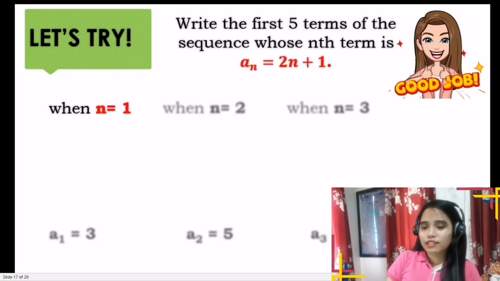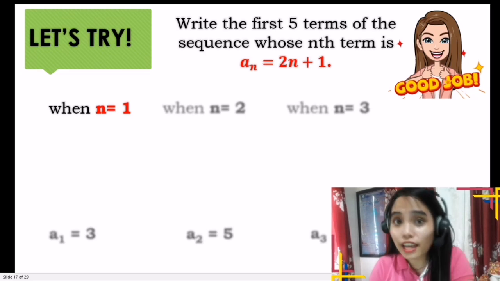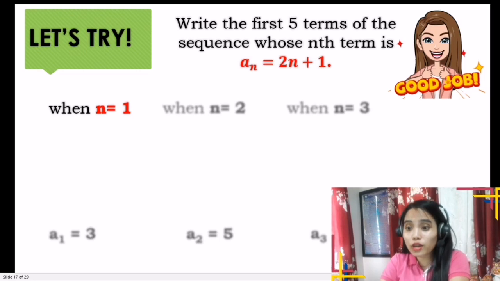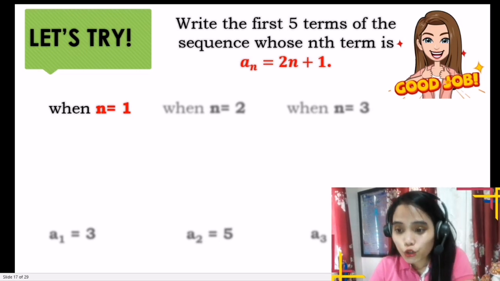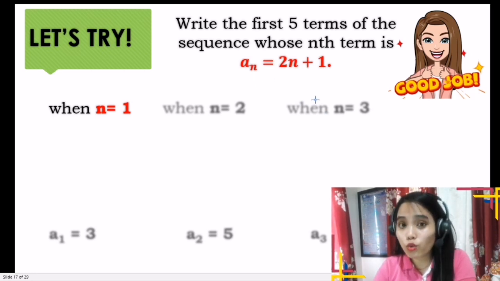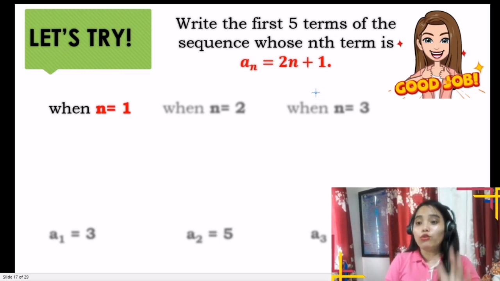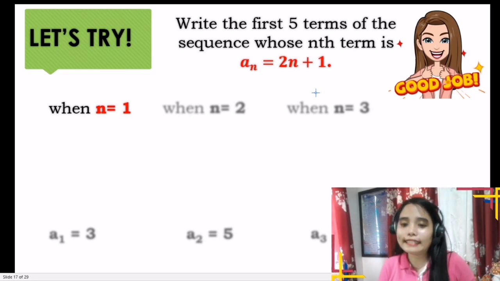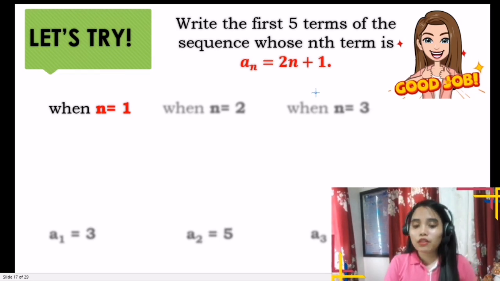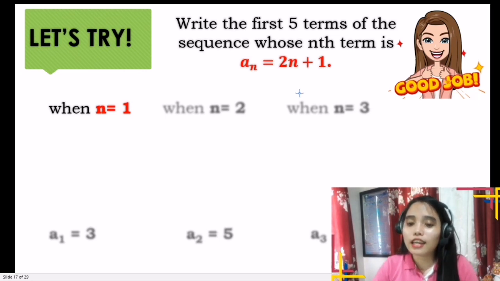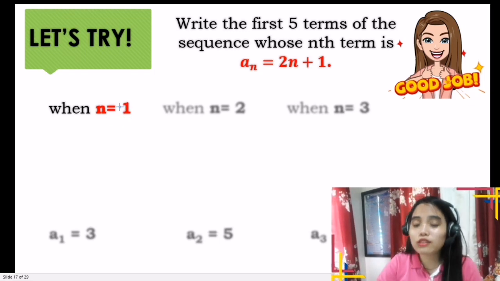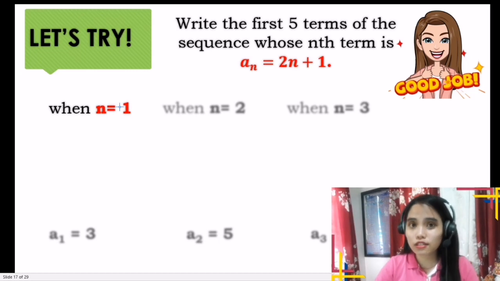Okay, so let's try this. Write the first 5 terms of the sequence whose nth term is a sub n equals 2n plus 1. Okay, so this is our pattern here. A sub n equals 2n plus 1. So we will follow the pattern. So we will get daw yung first 5 terms ng sequence na yan. So of course, ang n na first term natin is equal to 1. So the value of n here will be substituted sa pattern or sa formula na binigay.